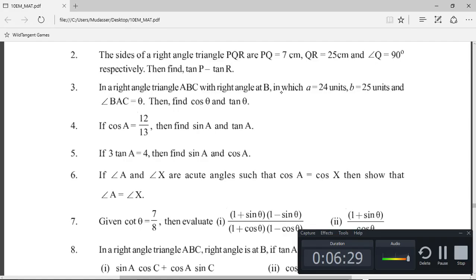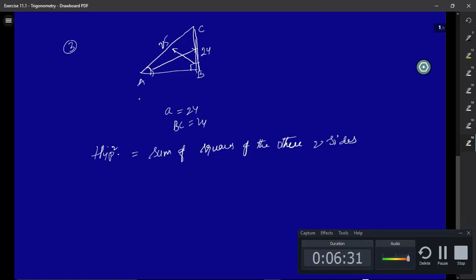In the question it is given angle BAC is theta, which means this angle is theta. Now with respect to this angle, BC is the opposite side, AC, the slant line, is always the hypotenuse, and AB is the adjacent side. Now let us make use of Pythagoras theorem.